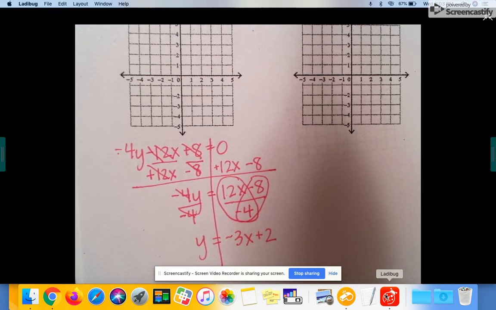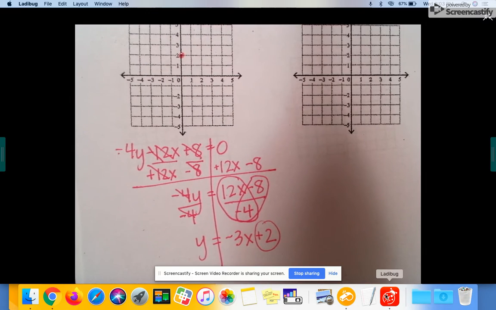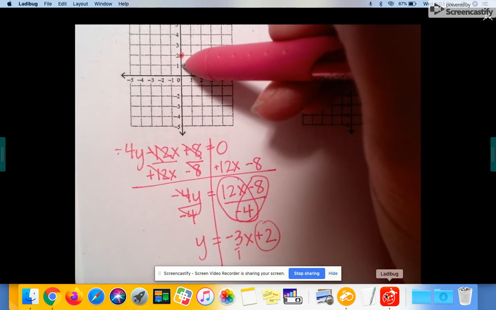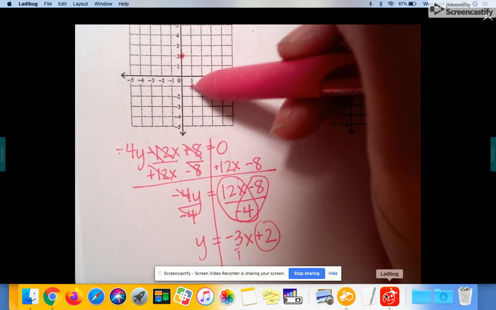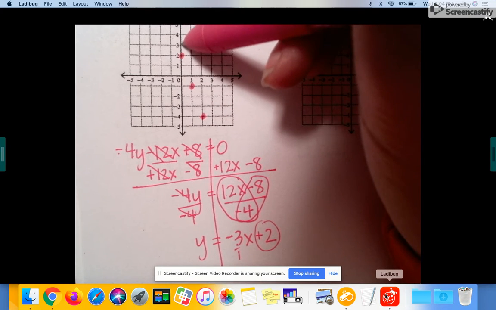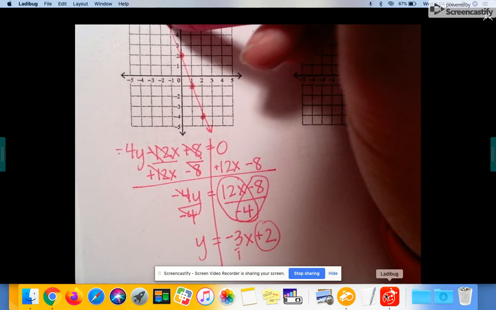So when you go to graph this first one, you're going to put your first dot at the y-intercept, which is 2. And you are going to make a -3 slope, which is -3/1. So that would be down 3/1, down 3/1, and so on. You can go back up 3/1. Okay, use a straight edge. I don't have one right now.